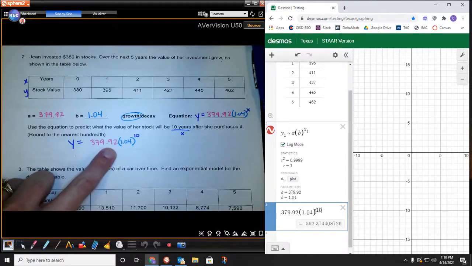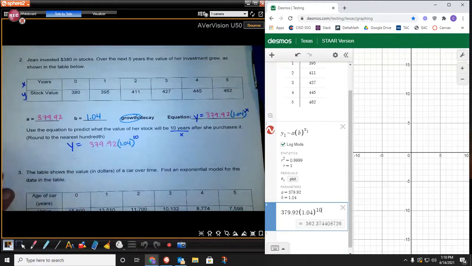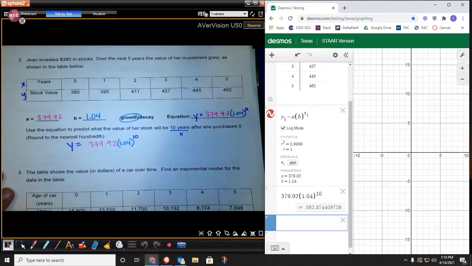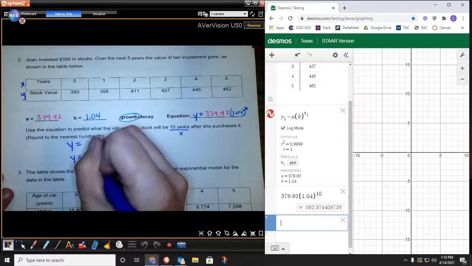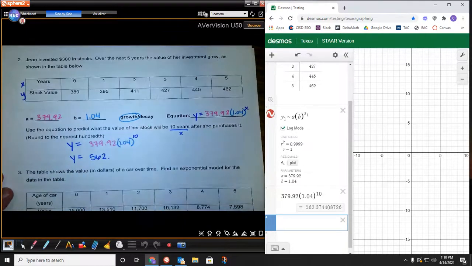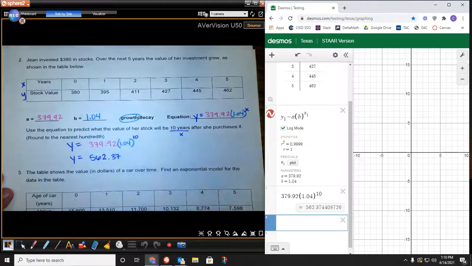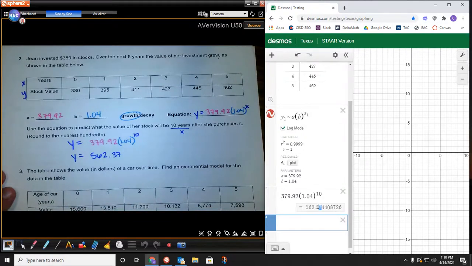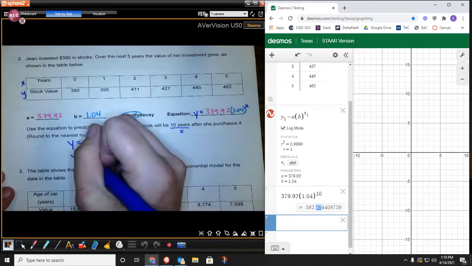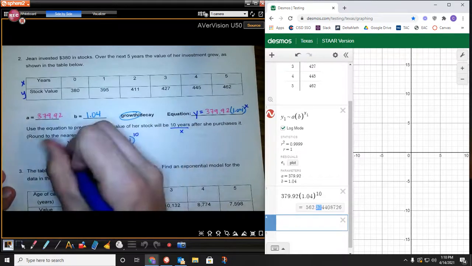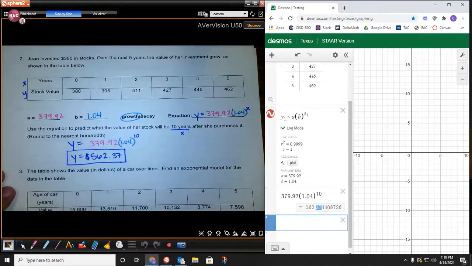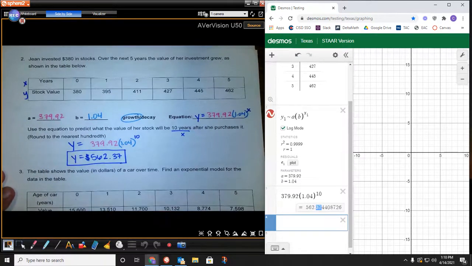so it matches this equation right here, and we see that it's going to be y is equal to 562.37, and we stop right there because we only care about the pennies, so that's 0.37. And remember, this is money because we are dealing with stocks and money, so the value of her stocks would be $562 after 10 years.